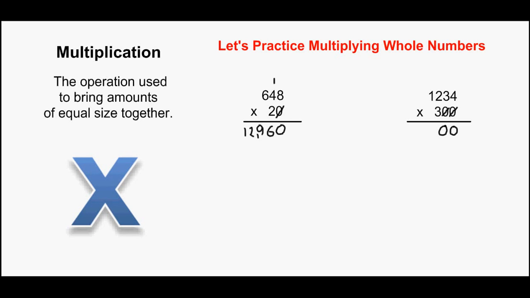3 times 4 is 12. 3 times 3 is 9, plus 1 is 10. 3 times 2 is 6, plus 1 is 7. 3 times 1 is 3. Our answer, 370,200.